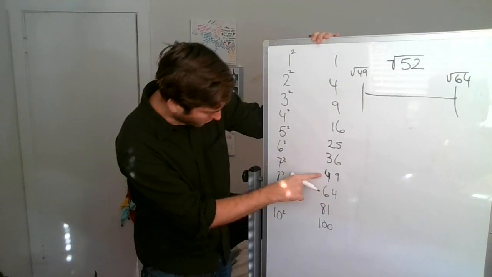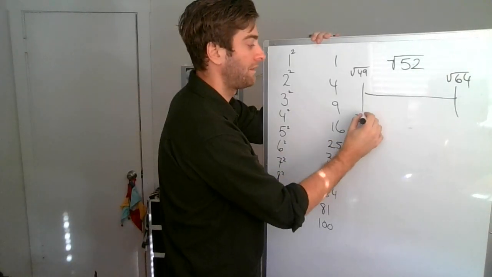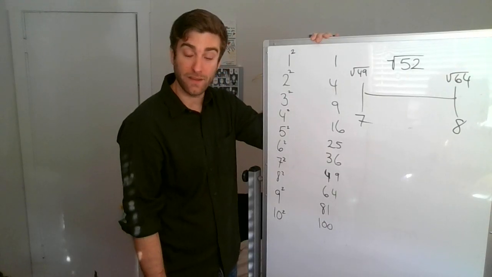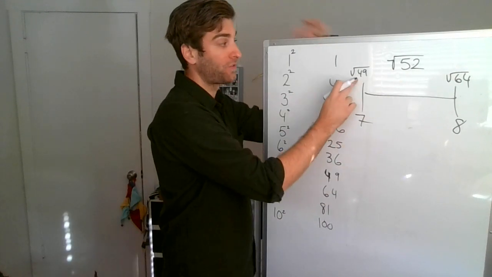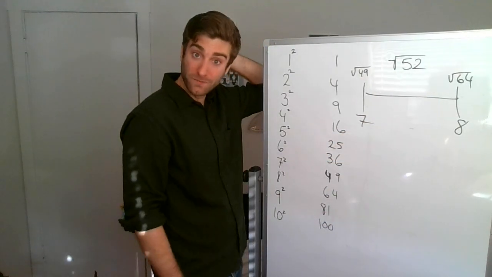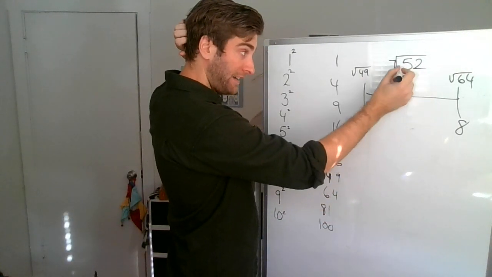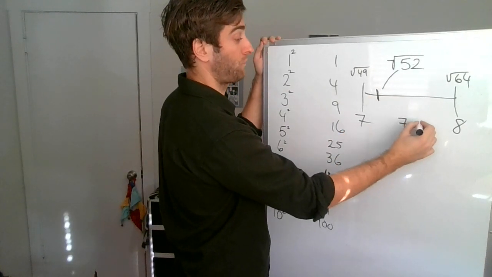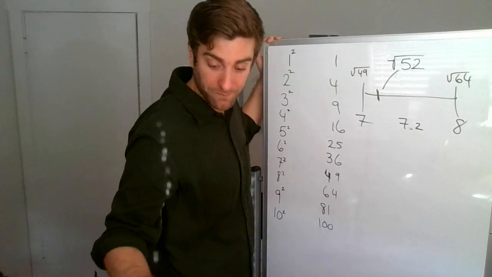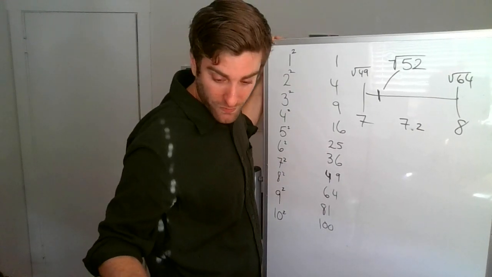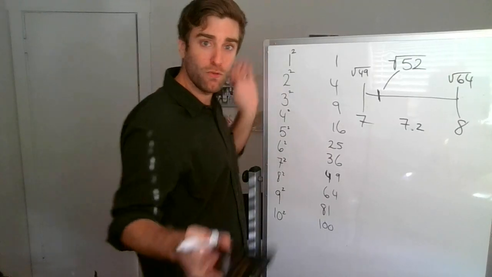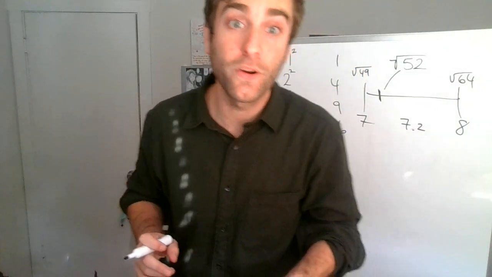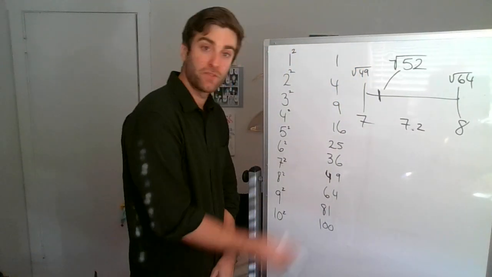Square root of 49, 7. And this is 8. So we know it's between 7 and 8. 52, is that closer to 49 or to 64? Yeah, it's closer to 49. It's pretty close. I'm going to say it's like there. I'm going to say it's like 7.2. Let's find out. Square root of 52. 7.211. Boom! Got it. I swear I don't have these memorized. Okay, that would be crazy. Only a crazy person would have these memorized. All right, I'm just using them. It's pretty cool.